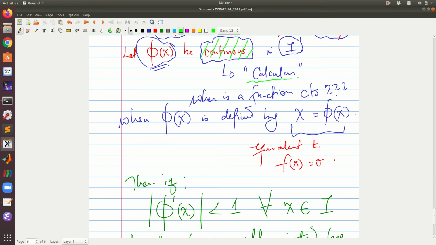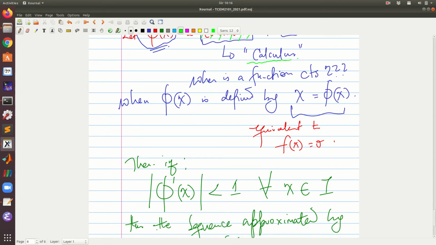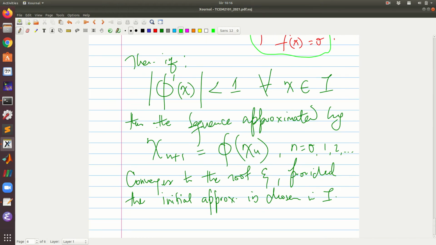I can't go into detail for all of them, but I hope you remember some of those. Where this function phi of x is defined by x equals phi of x, a form which is equivalent to f of x equals 0, the one we derived from that function.